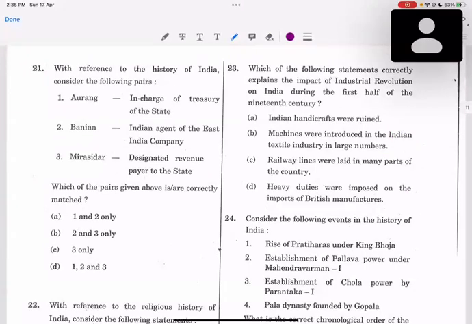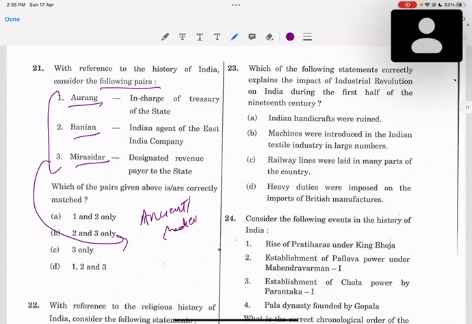All right. With reference to the history of India, consider the following pairs. Orang, Baniya, Mirasidar. See, what you have to learn from the analysis is that every year UPSC is picking up keywords or terms from ancient and medieval. They're picking up these terms and asking questions on these. So whenever you read your book sources, do note the keywords.